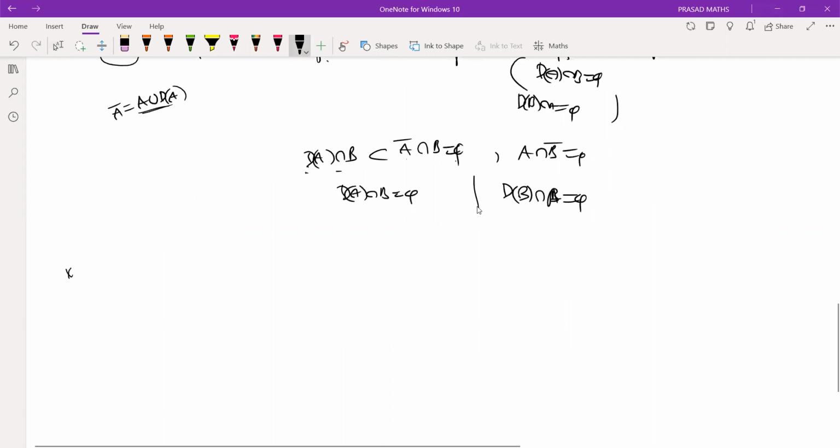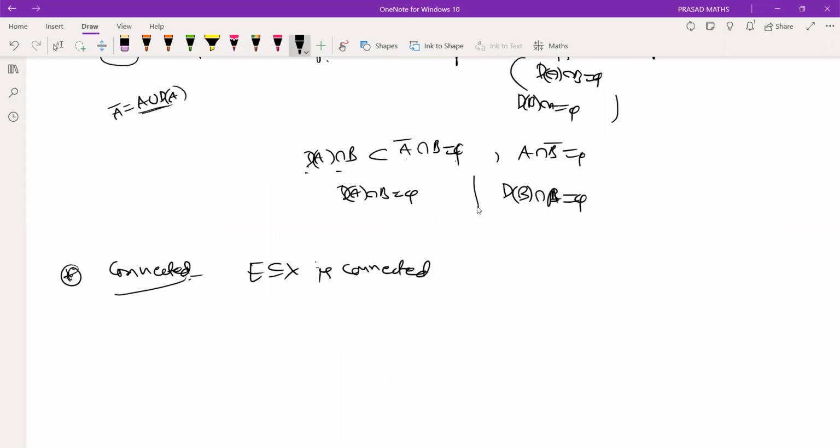Right? Next is connected. A subset of a metric space is said to be connected. I already told you geometrically it is a single piece. Analytically, it cannot be represented as a union of two non-empty separated sets.